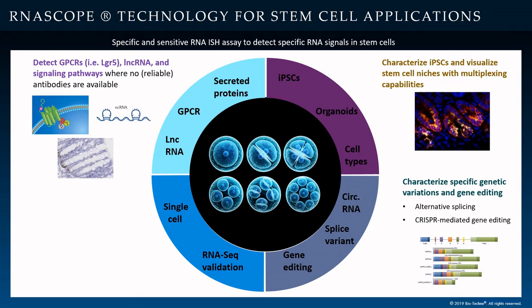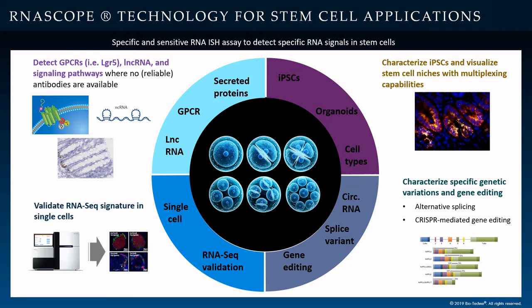CRISPR-mediated gene editing at the transcript level, as well as splice variants, can also be visualized with our BaseScope assay that I talked about earlier. And lastly, with that ushering era of single-cell technology, the multiplexing capabilities of the RNAscope assay allows for both confirmation as well as spatial mapping of gene signatures identified through transcriptomic approaches such as single-cell RNA sequencing. So now I've picked a couple of publications that show you some of these applications applied in the field, as well as some in-house data for applications in stem cell research.